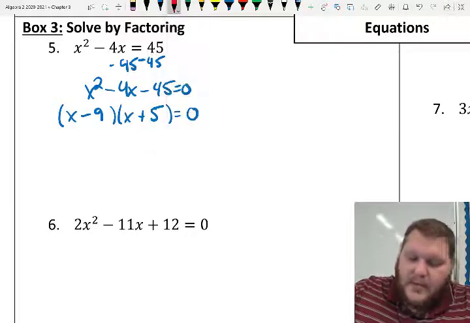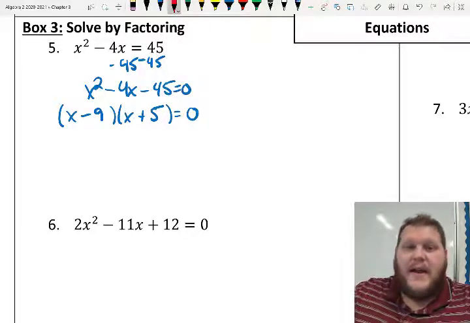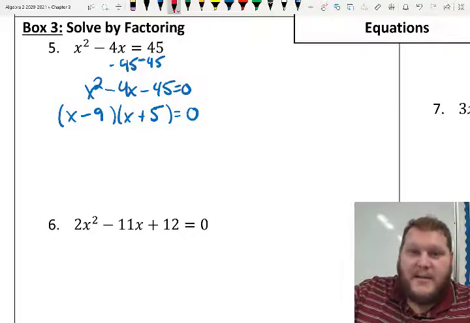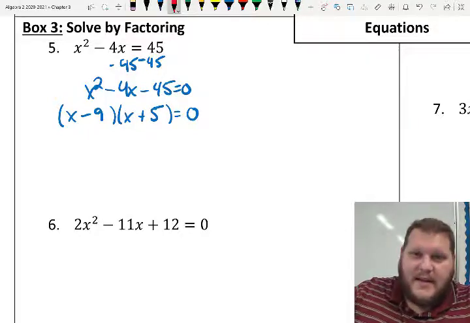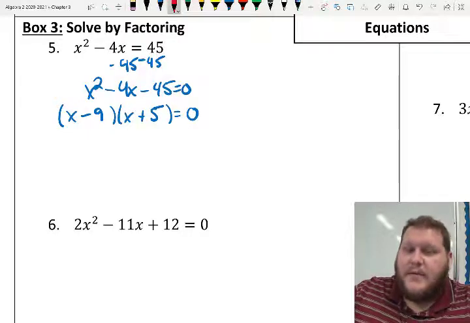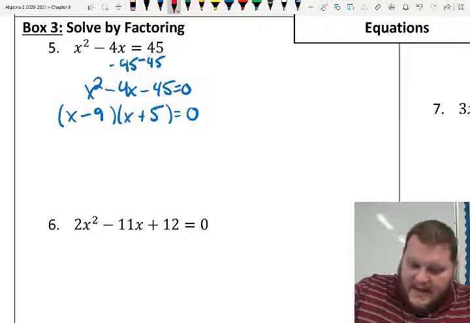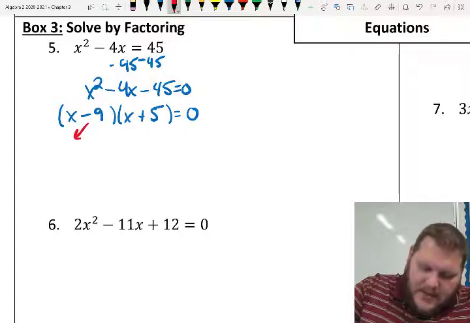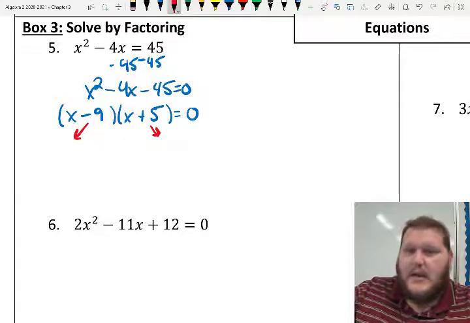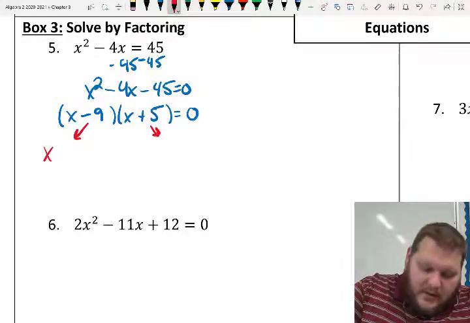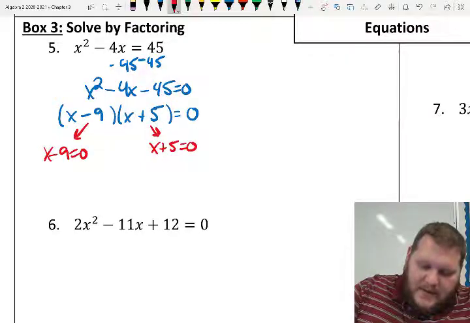From here, zero product property tells me that if I have two things that multiply together to be 0, one or both of those things have to be 0, right? Because anything times 0 is just 0. So if I have a solution of 0, that means one or both of those things were 0. So the way that we'll utilize that, we'll set each of these equations separately equal to 0. So here either x minus 9 could be 0 or x plus 5 could be 0.